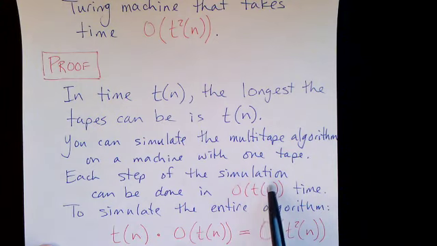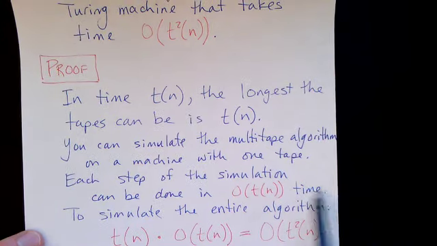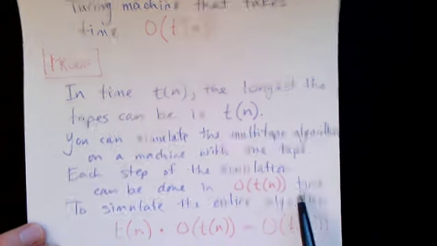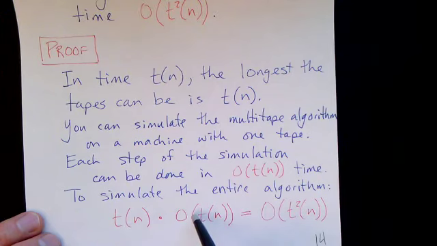We're going to have to scan those tapes, and in order to scan those tapes, we've got to look through possibly all of the tapes, and figure out what we're going to do in the single tape Turing machine. And that takes time that is relative to the length of the tapes, so order T time. So the algorithm itself takes T time, and the simulations of each step take order T time, so the result is order T squared time.